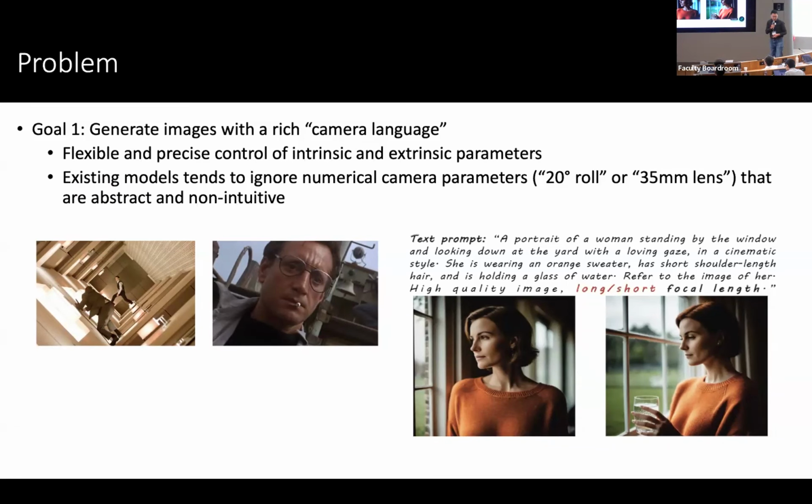If you try using a generation model and you want to introduce this kind of camera language into your generation, this can be very challenging, in that when you put your camera parameters into the text prompt, like 20 degrees of roll and 35 millimeter of lens, that kind of numerical parameter will usually be neglected during the generation. For example, if you look at the long shot focal length, you basically do not see any differences between these two generations. That's the first problem we want to address.